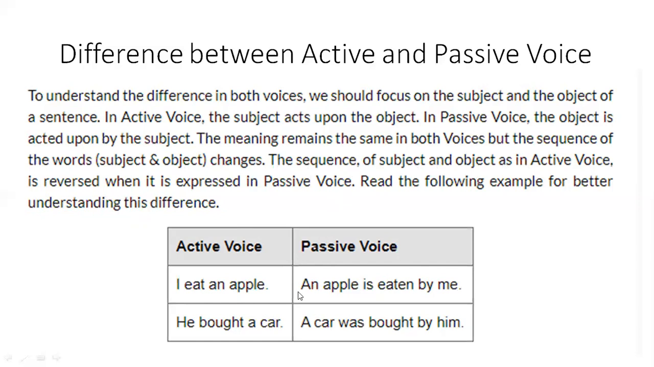There are following examples also, but the main objective of the difference in active and passive voice here is the subject and object. In active voice, I eat an apple. In passive voice, an apple is eaten by me. In active voice, he bought a car, and in passive voice, a car was bought by him. You can see that in active voice, the focus is on the subject, while in passive voice, the focus is on the object.